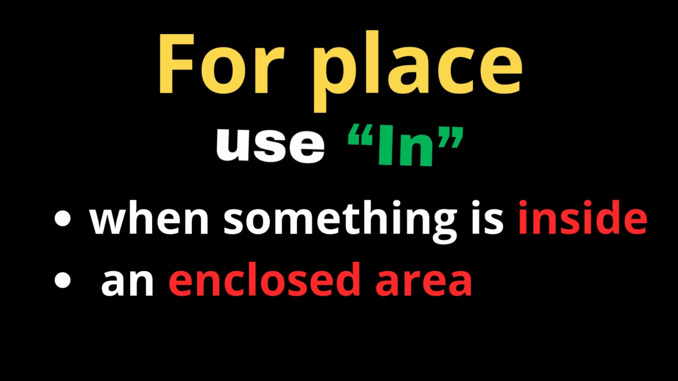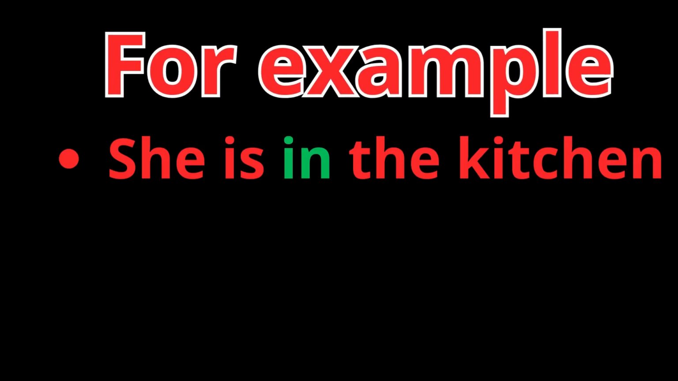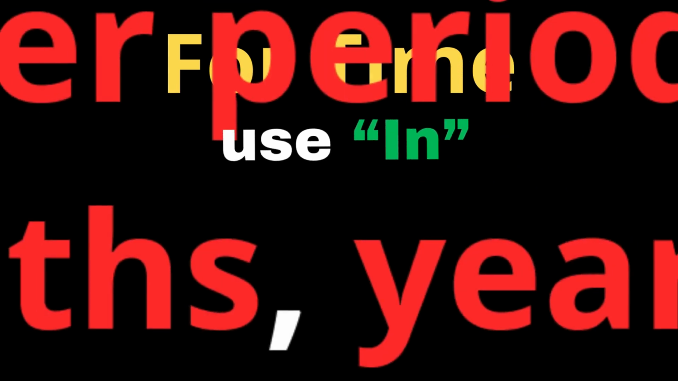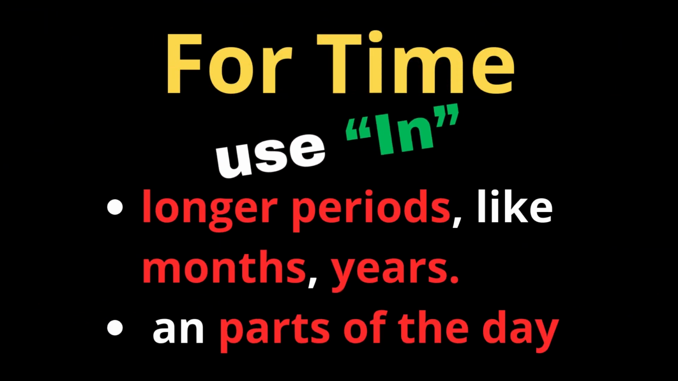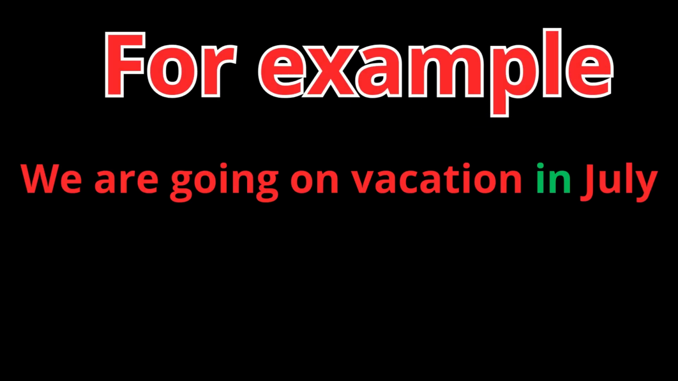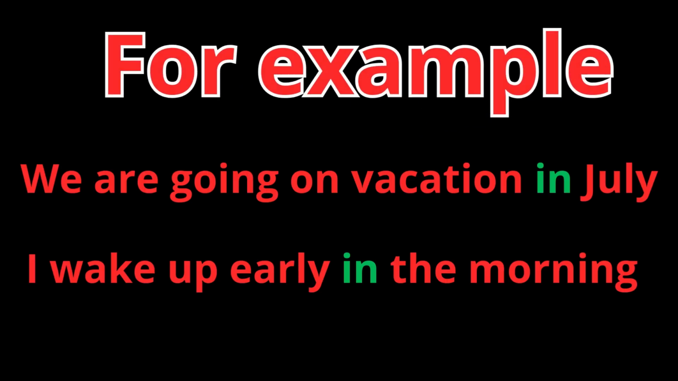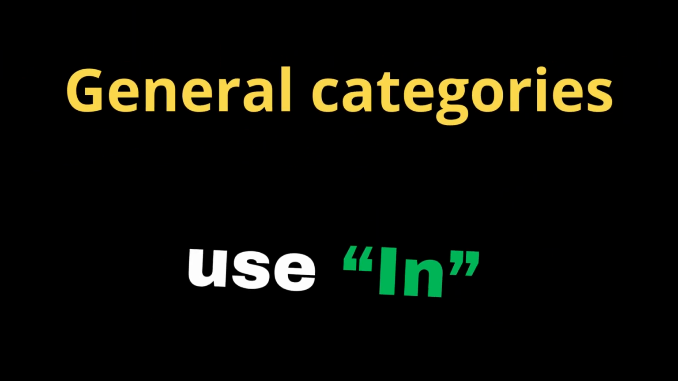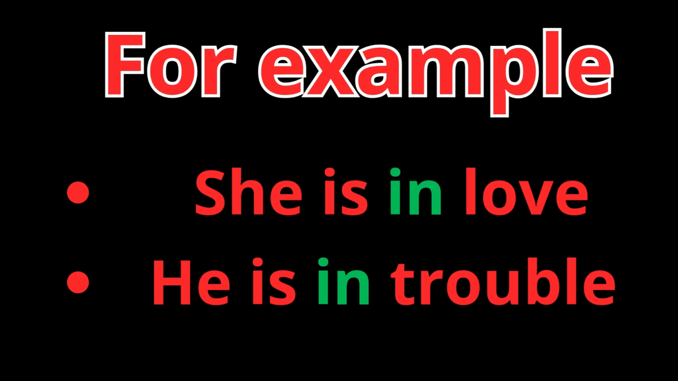For place, use in when something is inside an enclosed area. For example, she is in the kitchen, or I live in New York. And for time, we use in for longer periods, like months, years, or parts of the day. For example, we are going on vacation in July, or I wake up early in the morning. And finally, in is used for general categories or conditions. She is in love, or he is in trouble.